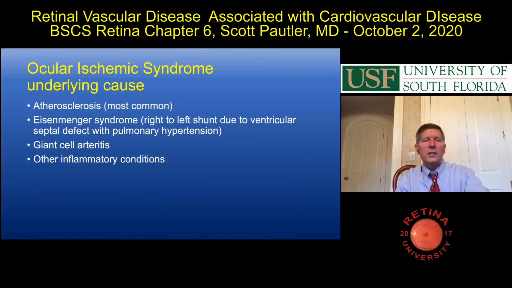So the underlying cause most commonly is arterial sclerosis, by far. I've never seen a patient with Eisenmenger syndrome, but you can get a right to left shunt due to ventricular septal defects and pulmonary hypertension, and they get hypoperfusion. Has anybody seen an Eisenmenger causing this? I've not. The other thing you can think of, it would be pretty rare, but giant cell arteritis could conceivably cause this. The problem is this is a chronic problem. And by the time giant cell arteritis would cause ocular ischemic syndrome coming on slowly like this, I would expect you could have seen a lot of other pathology for the giant cell arteritis, but it was listed.